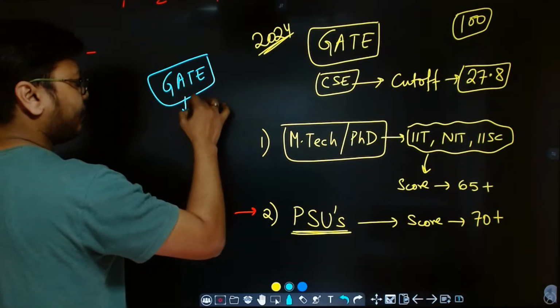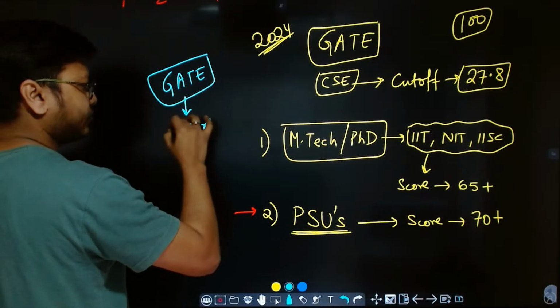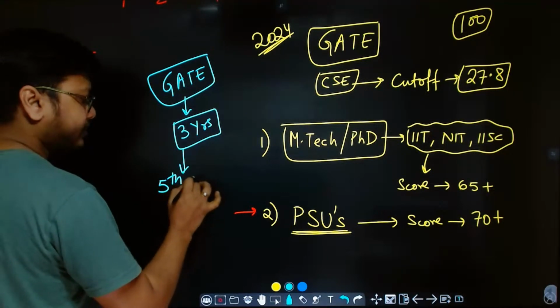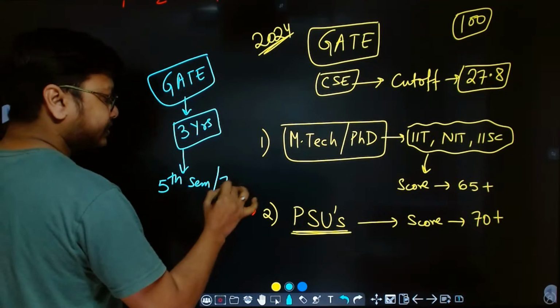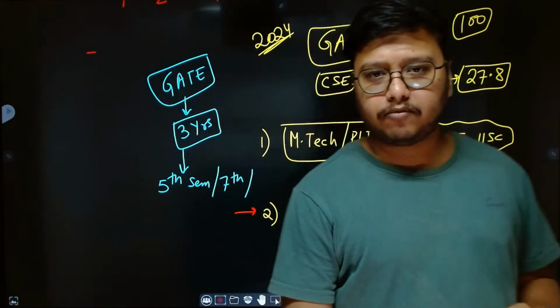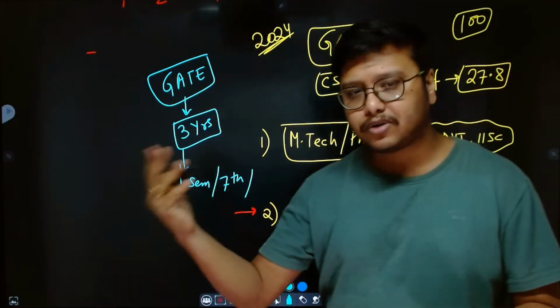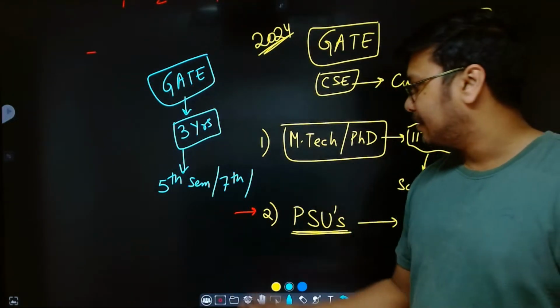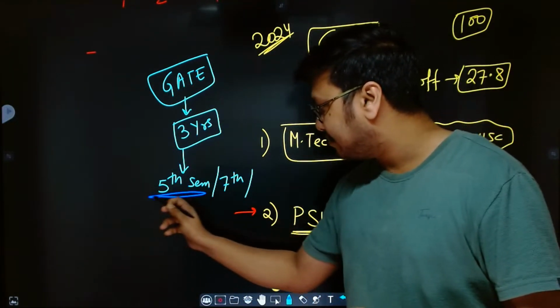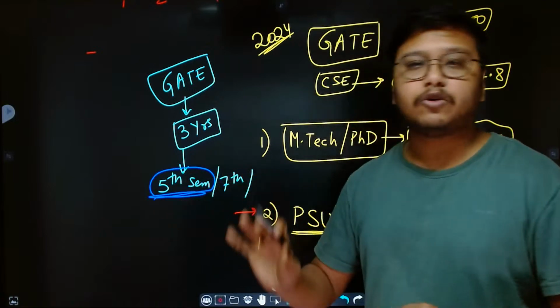One more thing for people who don't know: if you become GATE qualified, your GATE rank will be valid for 3 years. So you can sit for the GATE exam in your 5th semester, in your 7th semester, and after you pass out from engineering, you can also go for the exam as a pass-out. But I will always say that 5th semester is the best time to give your GATE exam.